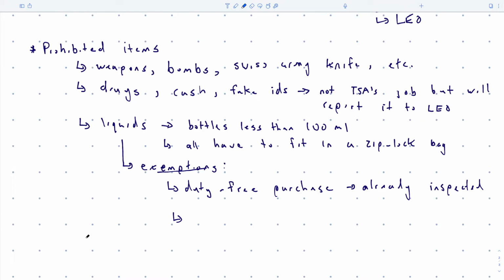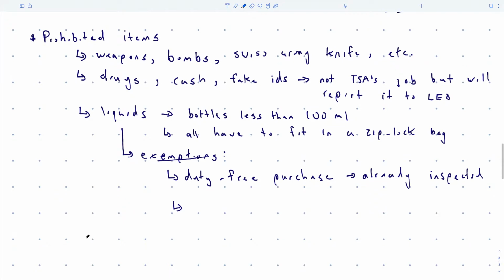Okay, other exemptions? It says TSA allows larger amounts of medically necessary liquids, gels, and aerosols in reasonable quantities for your trip, but you must declare them to TSA officers at the checkpoint for inspection. Okay, so there's some medicine. So if you have some prescription or something like that, you can get it through.